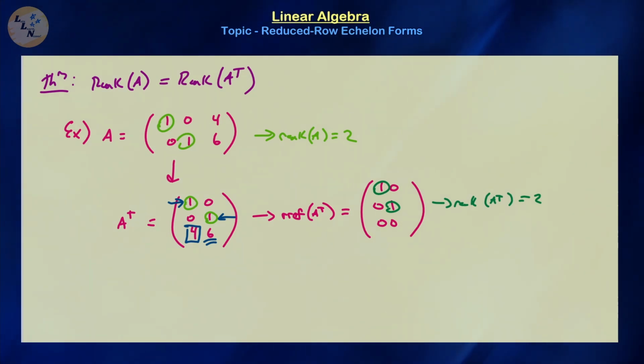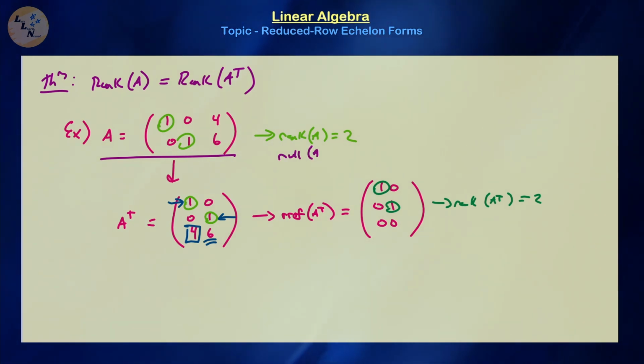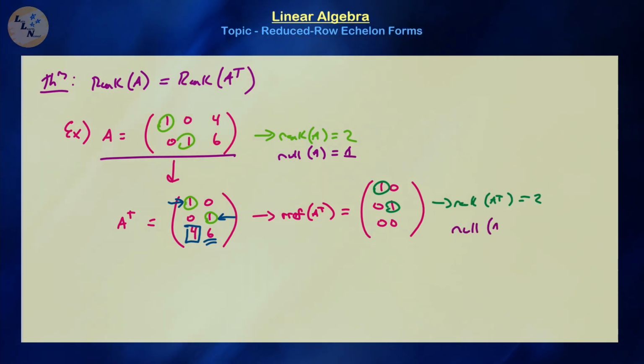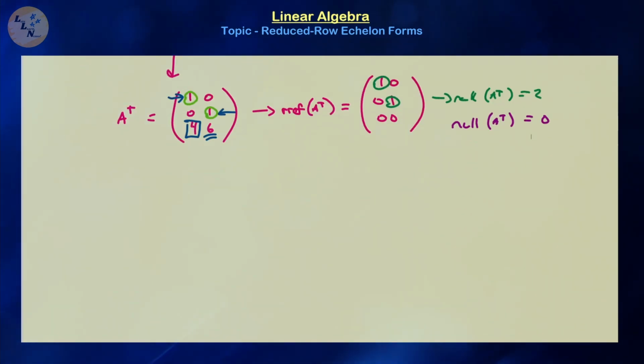Now, what is the nullity of this matrix A? Notice I have 3 columns, I have 2 pivots, therefore the nullity of that matrix is equal to 1. And notice the nullity of A transpose is going to be equal to 0. So the nullity of a matrix and its transpose are not equal to each other, but maybe you can come up with a nice relationship between the nullity of A and its transpose.